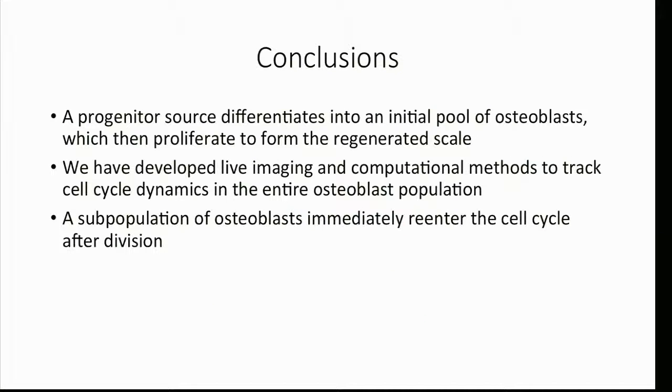To wrap up what we've just discovered so far, we know that there's a progenitor source differentiating into this initial pool of osteoblasts after scale loss, and then after these new osteoblasts appear, proliferation takes over to form the bulk of the regenerated scale. So we've developed some live imaging and computational methods to track cell cycle dynamics in an osteoblast population over long periods of regeneration. And we know that there's a subpopulation of osteoblasts that immediately re-enter the cell cycle after division.